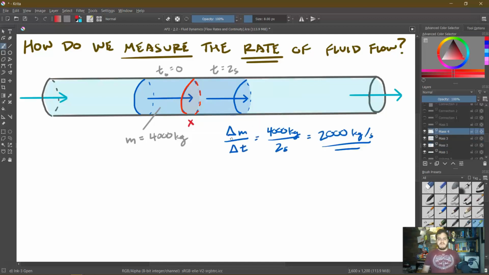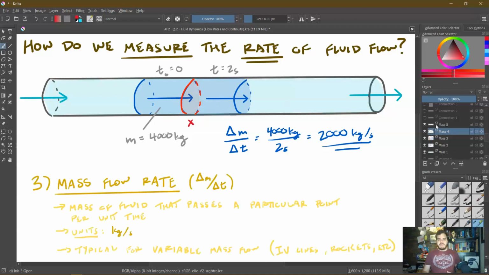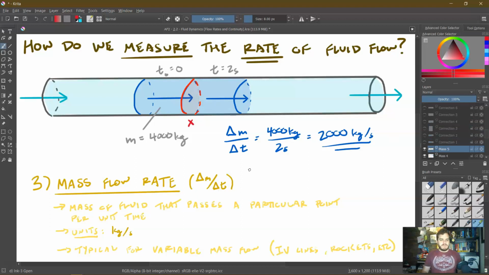So instead of having a change in volume over a change in time, we now have a change in mass with respect to time, which would be 4,000 kilograms over 2 seconds, or 2,000 kilograms per second. So this is simply known as a mass flow rate, delta M over delta T. You usually don't see another symbol for this. It's usually just that. So this is the mass of fluid that passes a particular point per unit time, almost exactly like volume flow rate, except now we're looking at mass, the unit being kilograms per second.